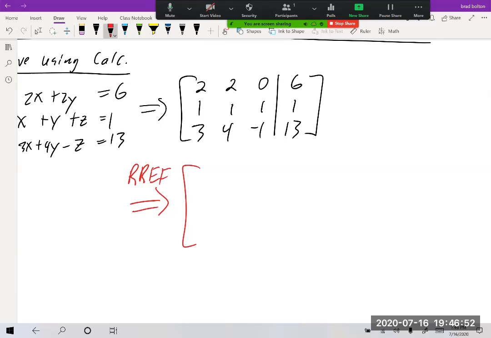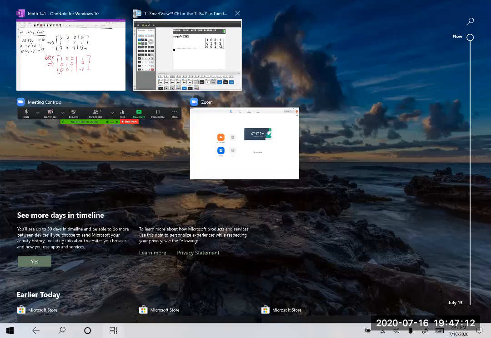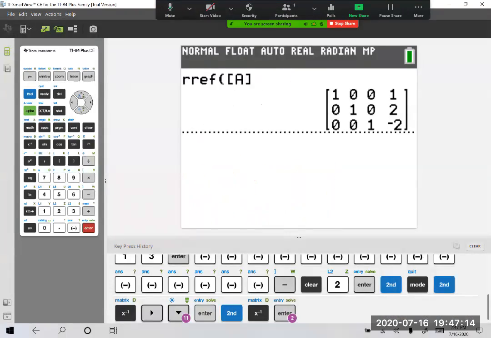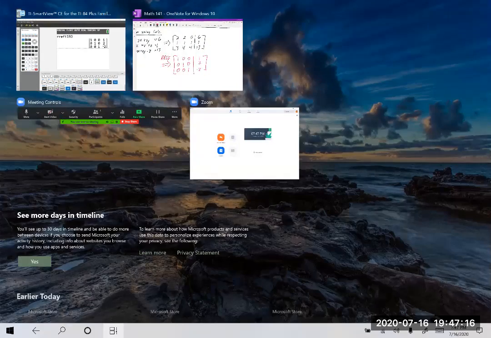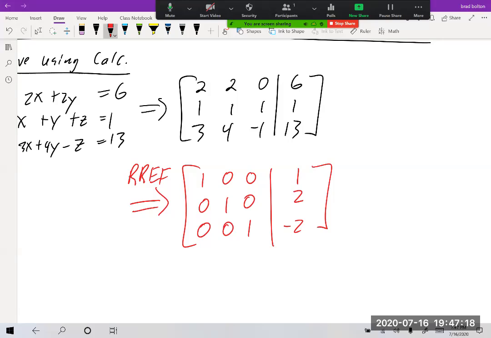So this matrix is 1, 0, 0, 1, 0, 1, 0, 2, and then this one should be 0, 0, 1, negative 2. Let's double check. So 1, 2, negative 2. Perfect. Okay.